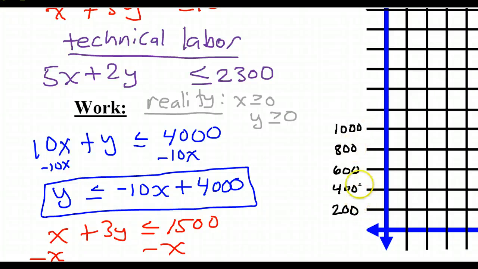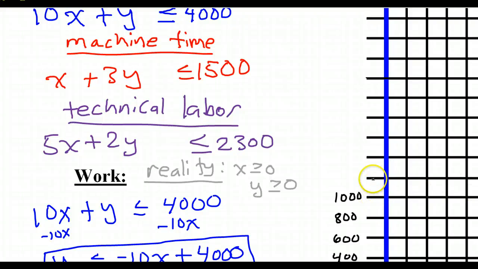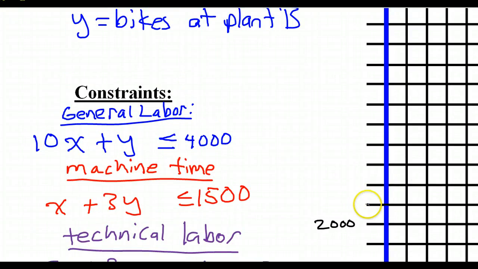Okay? So that's like 1, 2, 3, 4, 5. Every 5 is 1,000. So 1, 2. So it's like 2, 4, 6, 8. This would be 2,000. All right, this would be 2,000, 200, 400, 600, 800, 3,000. 200, 400, 600, 800, 4,000.